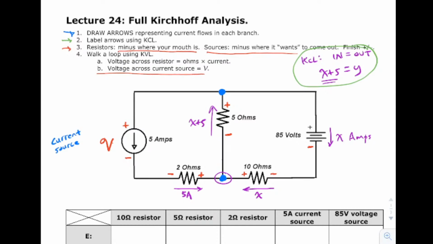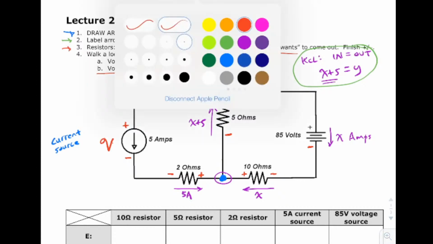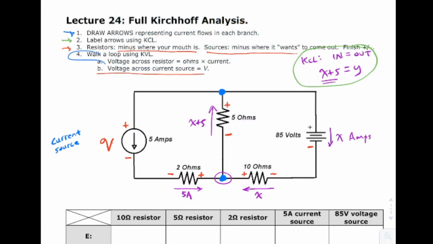If you wanted to, you could. I don't do this because it gets cluttered, but you could start saying things like, well, the voltage here is going to be 10x volts and so on. Remember, for a resistor, you multiply I times R, x times 10 or 10x. I don't like to do that because it gets way too cluttered. I'll just save that for when we're walking in circles. So that's what the next step is: walking in circles. I'm going to walk in circles.